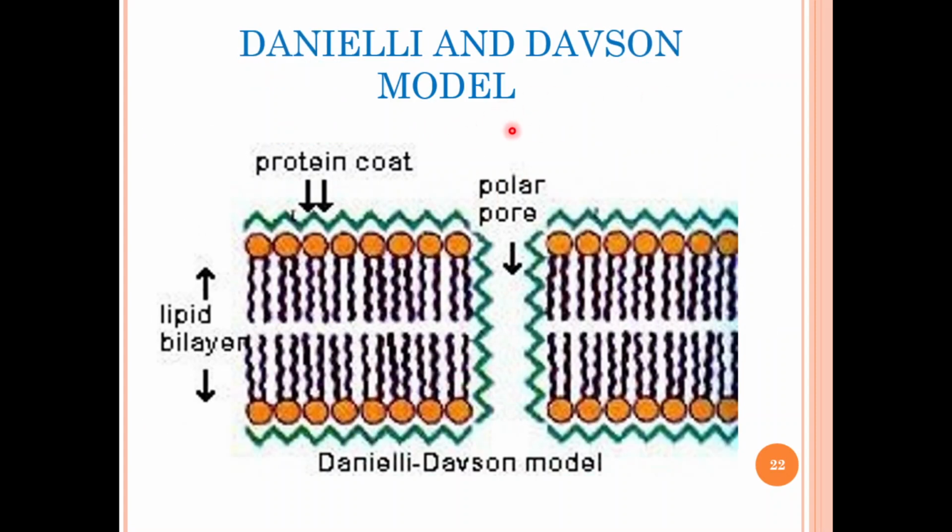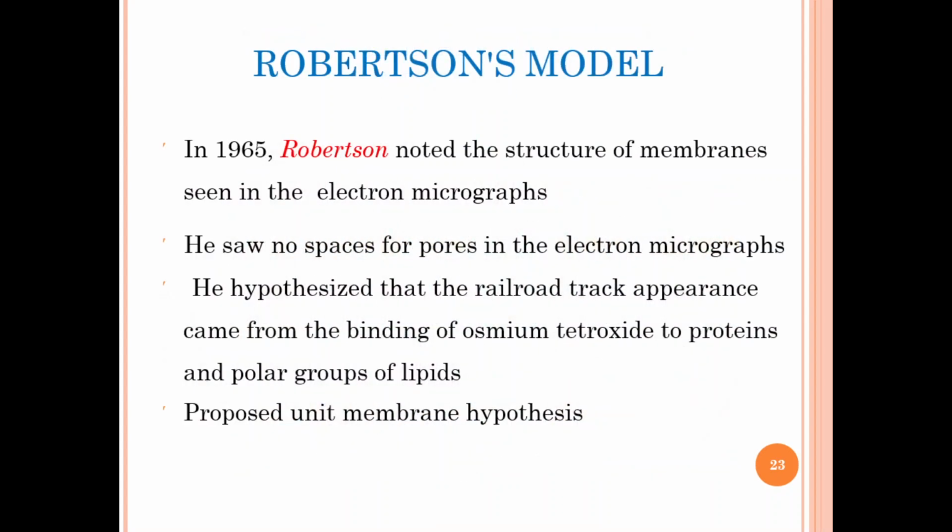Danielli and Davson model. This is the lipid bilayer. These all are phospholipids. This is the water-loving portion, and this is the water-hating portion. And see, in between, in the plasma membrane, the polar pore is present. This pore helps in transportation according to the Danielli and Davson model. This is the protein coat which is present on the outermost surface, and this is the lipid bilayer. This type of structure was given in 1935 by Danielli and Davson, and it became the first plasma membrane model. Let's see the second one.